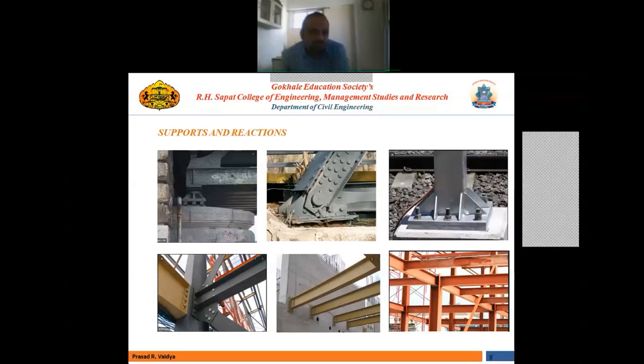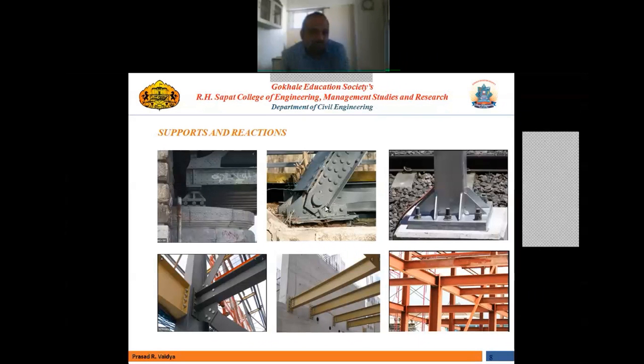Now how these supports actually look in the field, that you should understand. These are some pictures where you will find the different types of supports. The first one is a roller type support. This is used for a bridge. You can clearly see the rollers are placed. This is purely a roller, right? The second type is hinge type support. Now this is purely a hinge, right?